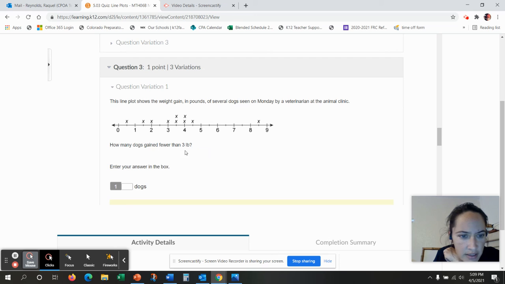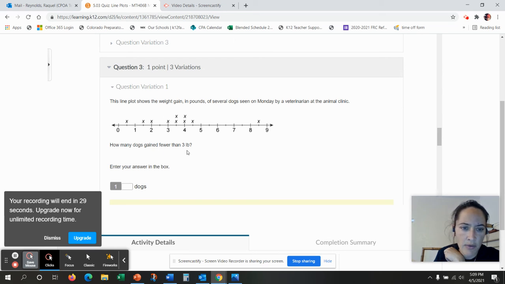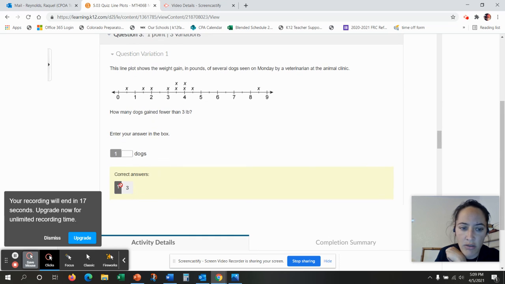Let's do the other one. Pounds and several dogs. How many dogs gained fewer than 3 pounds? So strictly fewer than 3 pounds, not 3 pounds or fewer. So the weight gain, it should be 1, 2, 3. Those are the only dogs that gained less than 3 pounds, not including 3.